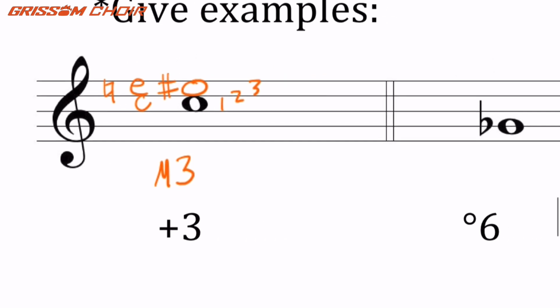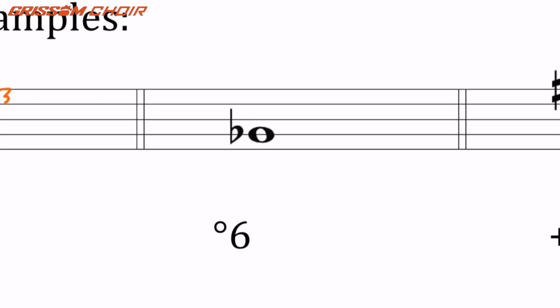Next example, a diminished sixth above that bottom note. That bottom note is G flat. So first we have to draw the sixth above. A sixth above G is some sort of E.